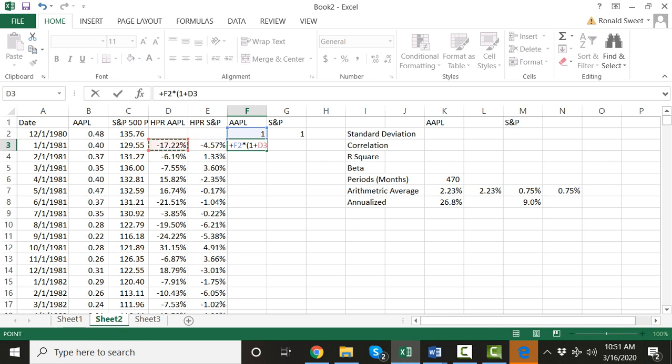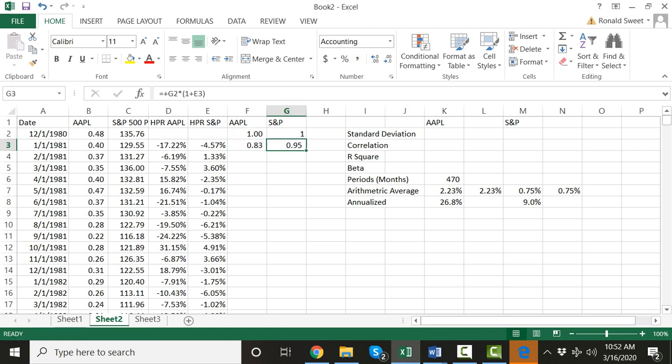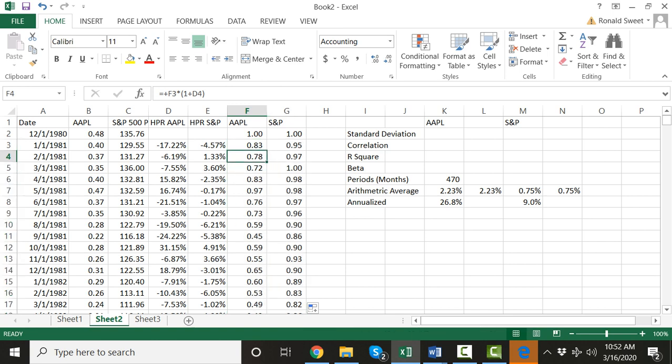If we had invested $1 in Apple at the end of December 1980, at the end of January 1981, that $1 would have only been 83 cents. Same thing with the S&P. If I invested $1 in the S&P 500 at the end of December 1980, I would have only had 95 cents after that. So we can link all those together. We'll just keep reinvesting. So the next month, if I had taken the 83 cents I had at the end of January and kept it invested in Apple, I would have lost another 6%. I would have been down to 78 cents.